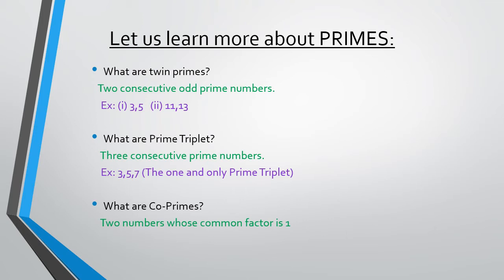What are co-primes? Two numbers whose common factor is 1 are said to be co-primes. For example, 2 and 3 have a common factor 1. 15 and 19 have a common factor 1. So 2 and 3 are said to be co-primes. Similarly, 15 and 19 are also said to be co-primes.